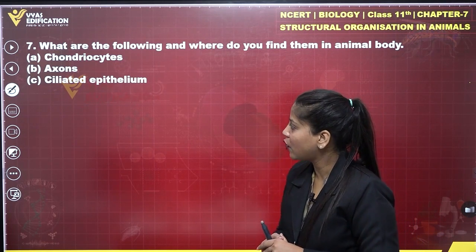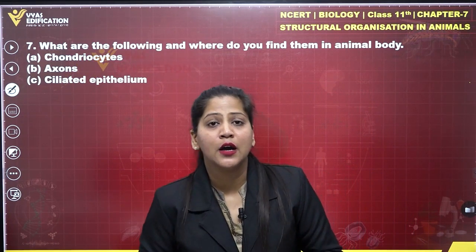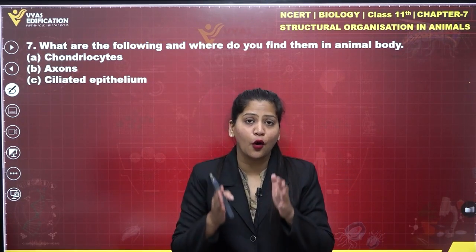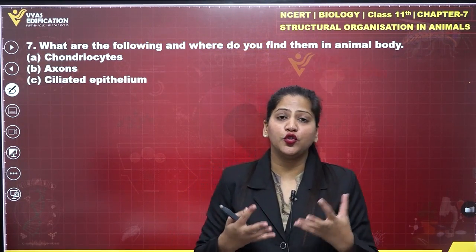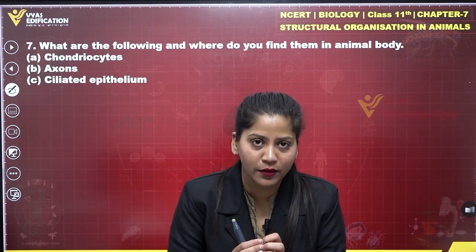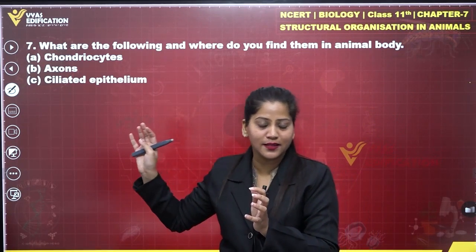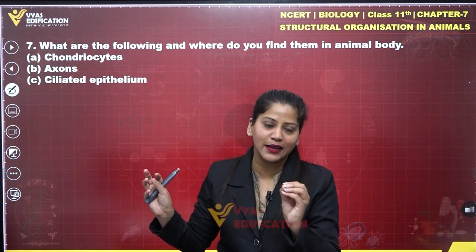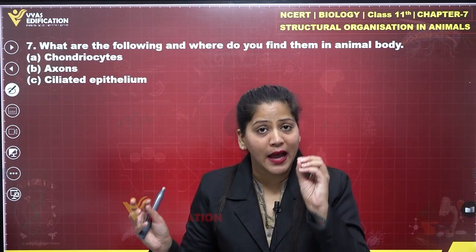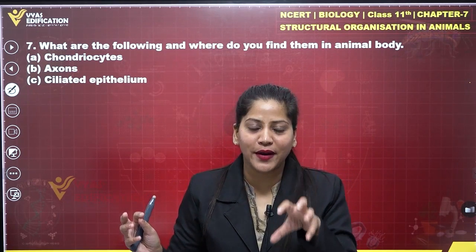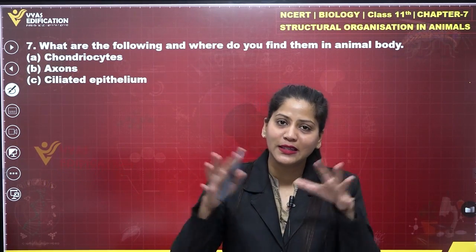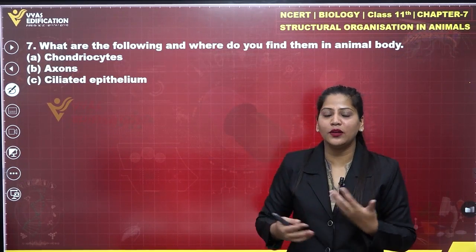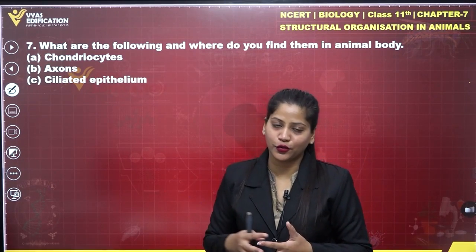So first is chondrocytes. What is chondrocytes? Chondrocytes are the cells of cartilages, right? Chondrocytes are the cells of cartilages which you will find in the small cavities. Basically, the special name for cells of cartilages is chondrocytes. And these chondrocytes are present in the small cavity within the matrix secreted by them. So that is the place you will find chondrocyte in the animal, right?